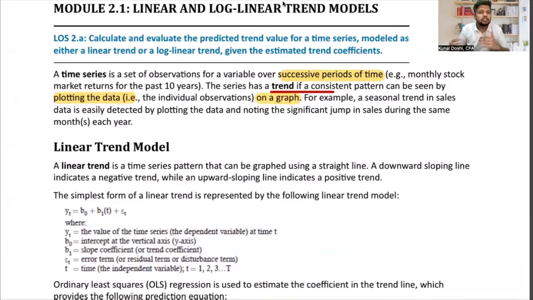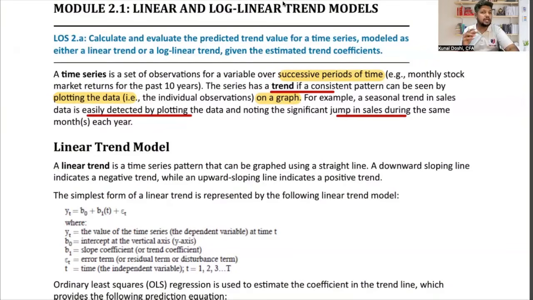On a graph. So why do we need the model? Well, we need the model so that we can utilize this in predicting the future, or forecasting. So a seasonal trend in sales is easily detected by plotting the data and noting the significant jump in sales during the same month. For example, in the December month, suddenly the sales jump. So that can be detected by looking at the trend line, correct?